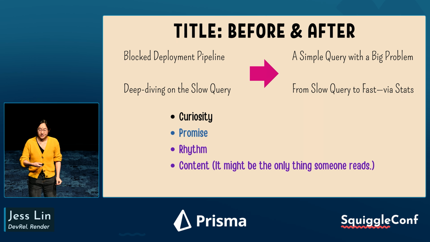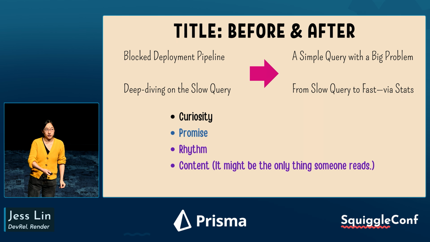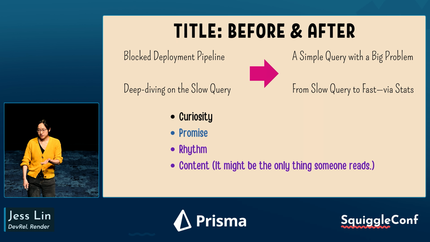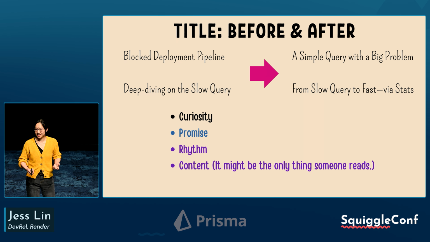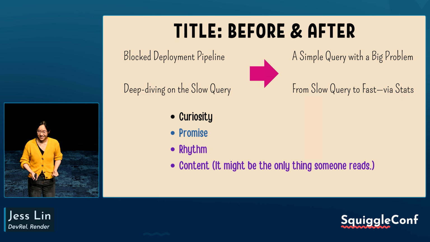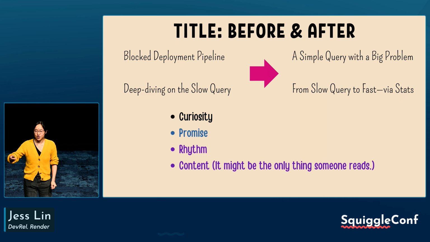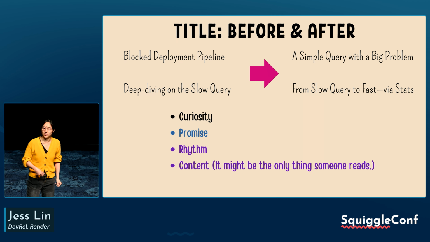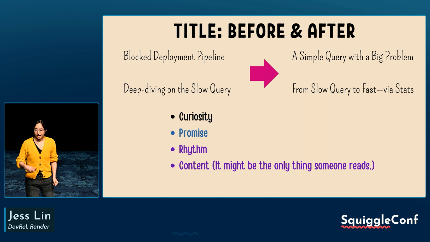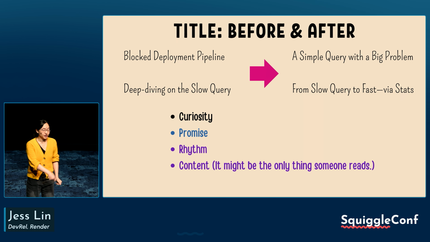When I think about titles, the first thing I think about is sparking curiosity. So blocked deployment pipeline, it does spark some curiosity. It's like, what is blocking the pipeline, right? But we can say there's a simple query with a big problem. Okay, now there's a bit more curiosity. Why is a simple query having a big problem? I also think about making a promise to the reader.